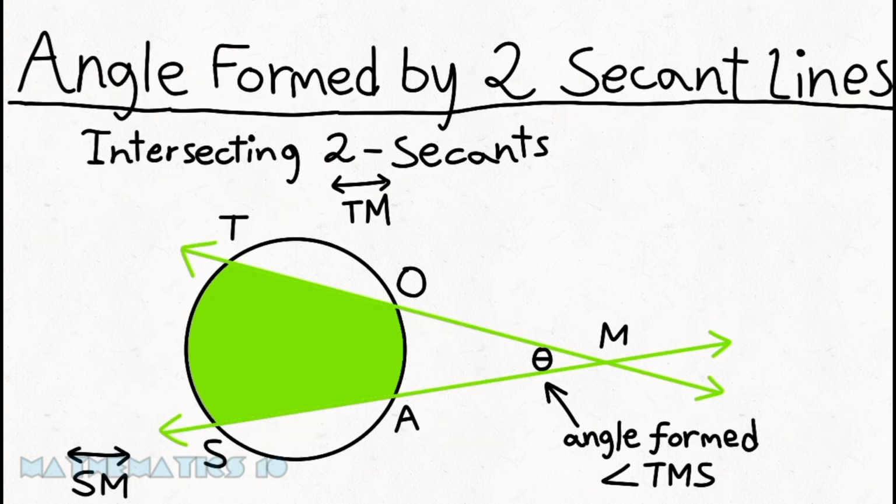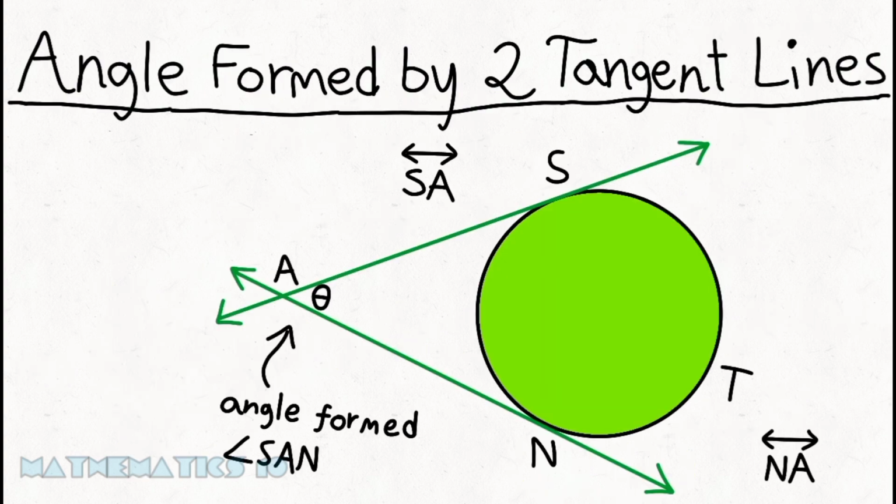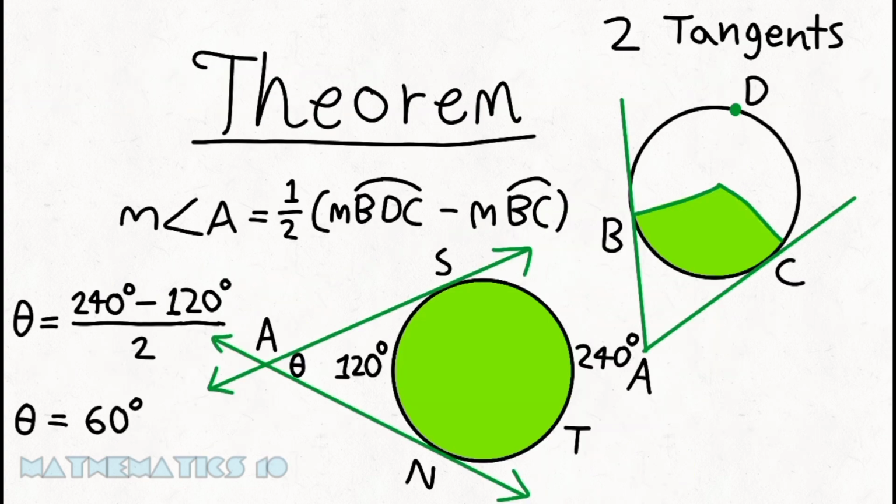Angle formed by 2 secant lines, intersecting 2 secants. The measure of the angle formed by 2 secants intersecting outside the circle is 1/2 the difference of its intercepted arcs. Angle formed by 2 tangent lines. If 2 tangents intersect in the exterior of a circle, then the measure of the angle formed is 1/2 the positive difference of the measures of the intercepted arcs.